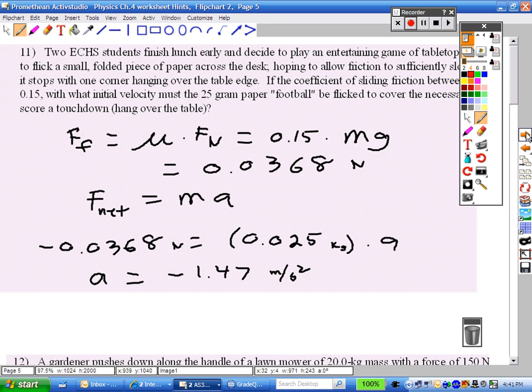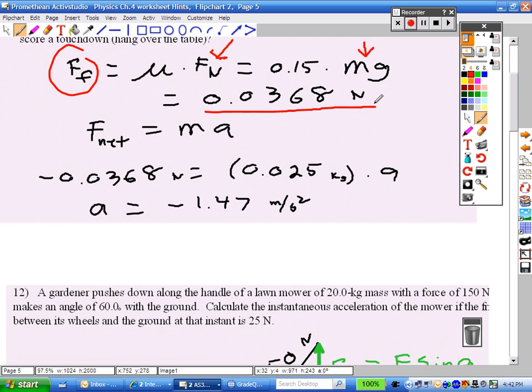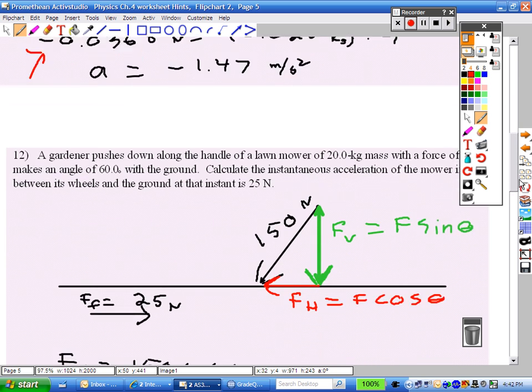Jumping to number 11. This is a very fun game that all of you have played, I'm sure, at one point or another. But what slides the paper to a stop? It is only friction. Since you can find friction by mu times the normal force, notice the normal force is mg, but it's got to be in kilograms, not grams. Once you find the force of friction of 0.0368, that is the net force. Again, it's negative because it's slowing you down. That gives you the acceleration. I think I've given you plenty of hints there.